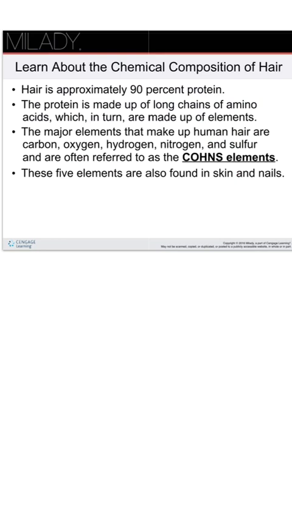Now let's take a look at the chemical composition of hair. Hair is approximately 90% protein. Let me say that again. If I say something twice, it's probably pretty important to remember it. Hair is approximately 90% protein. The protein is made up of a long chain of amino acids, which in turn are made up of elements. In other words, there's elements that link together to form a long chain of amino acids. The amino acids form the protein of which the hair is made.